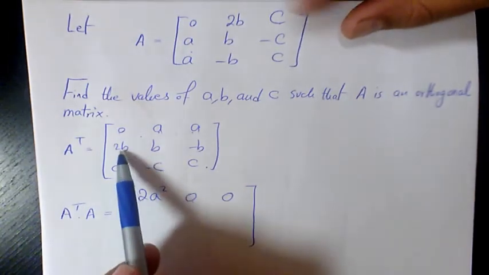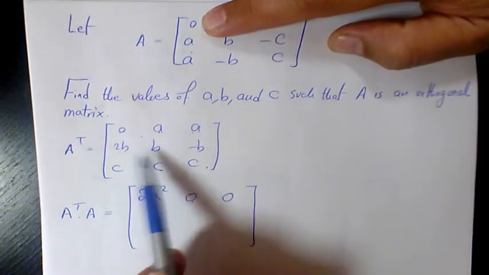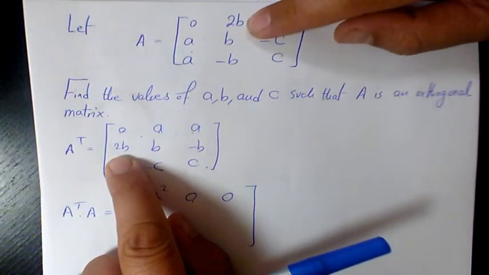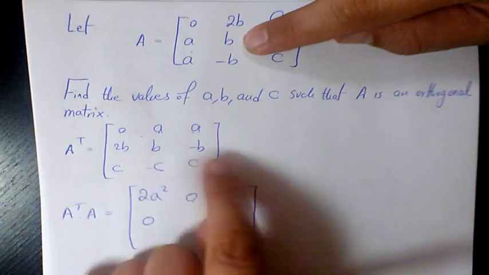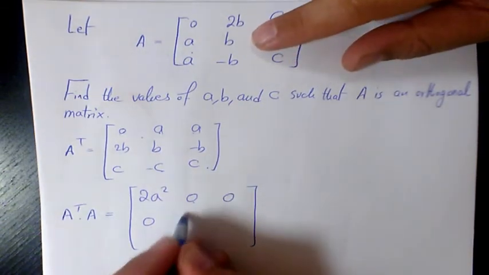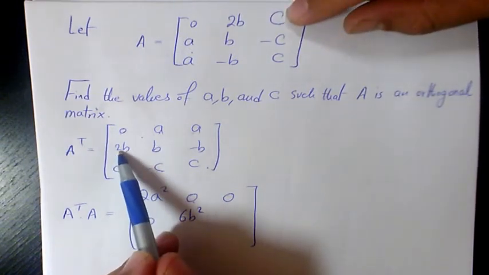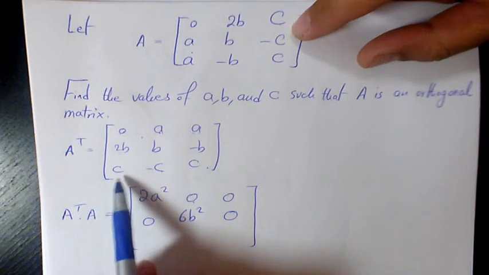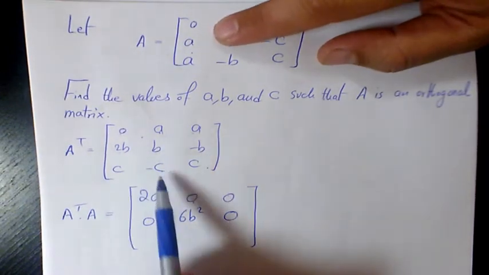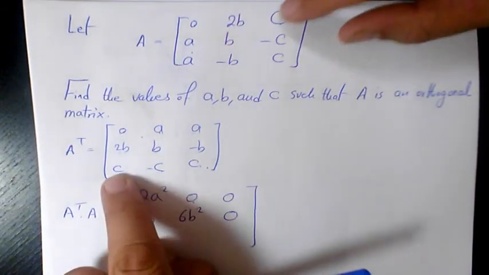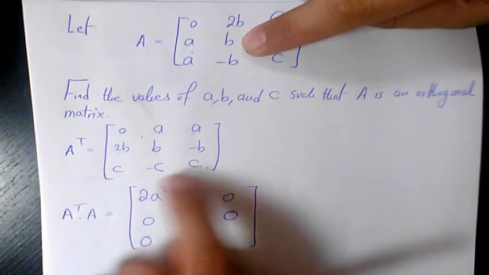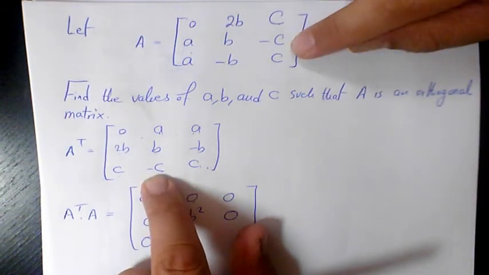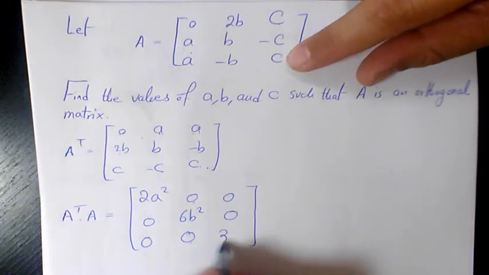Then the second row: 2b times 0 is 0. b times a plus negative b times a is going to be 0. Then 2b times 2b is going to be 4b squared, b times b is b squared, and negative b times negative b is positive b squared, so it's going to be 6b squared. Then 2b times c plus b times negative c plus negative b times c is going to make it 0. Then the last row: c times a and c times 0 is 0, negative c times a plus c times a is 0, and c times 2b plus negative c times b plus c times negative b is 0 as well. And at the end, c squared, c squared, and c squared, so it's going to be 3c squared.